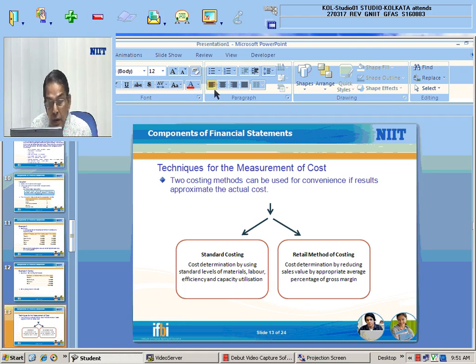They use this method. So we will just be talking about these two techniques which are involved in the measurement of cost. But we will not go into the details of this. That is outside the scope of this course.